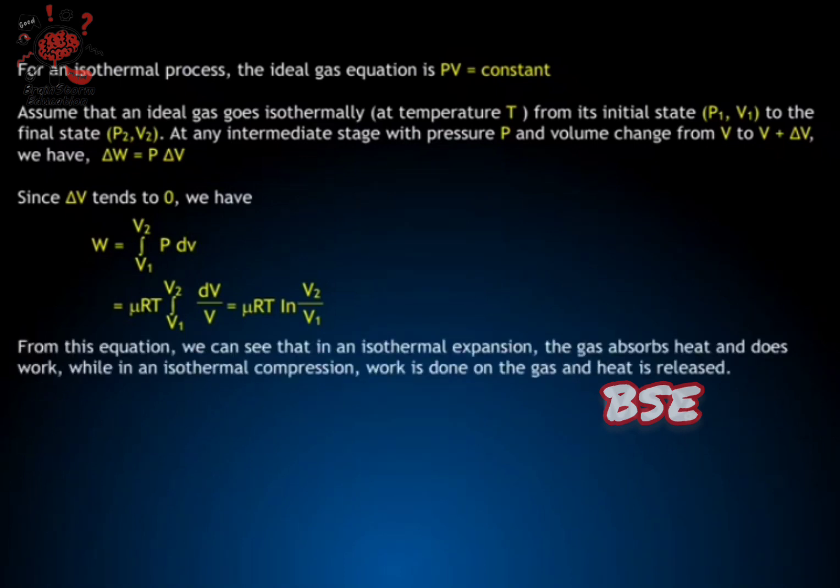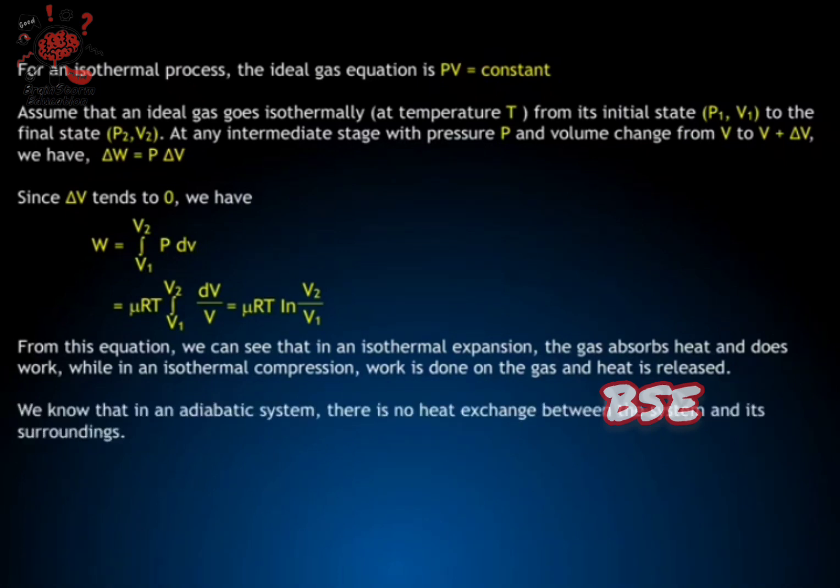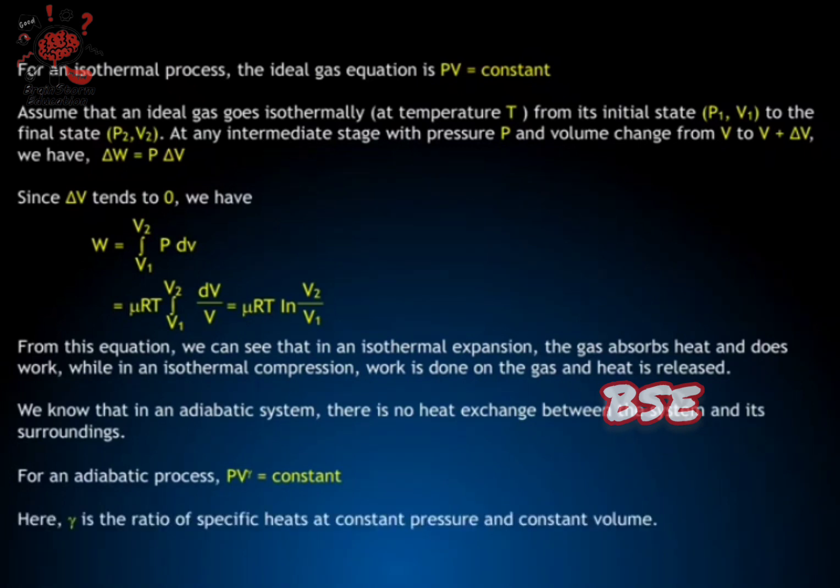From this equation, we can see that in an isothermal expansion, the gas absorbs heat and does work, while in an isothermal compression, work is done on the gas and heat is released. We know that in an adiabatic system, there is no heat exchange between the system and its surroundings. For an adiabatic process, PV raised to gamma equals constant. Here, gamma is the ratio of specific heats at constant pressure and constant volume. Thus, gamma equals Cp by Cv.